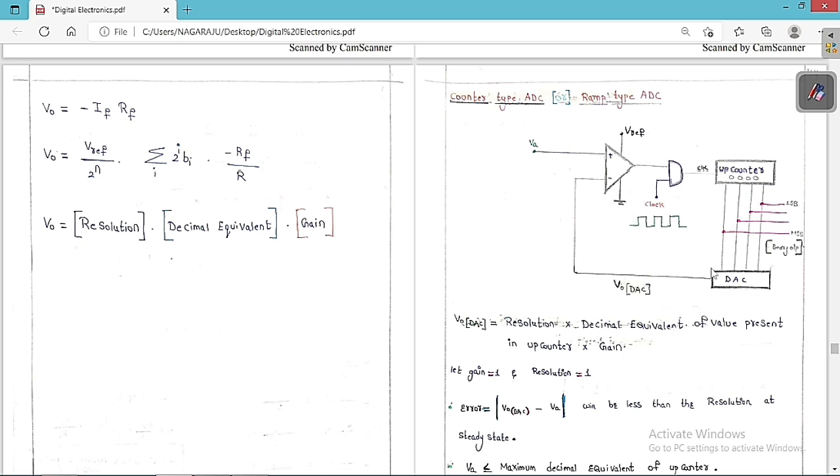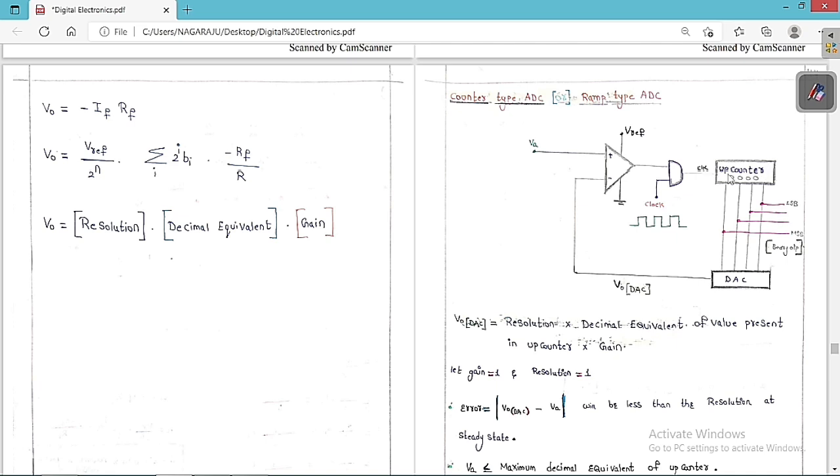You can see this is the circuit diagram of a counter type ADC or ramp type ADC. This is the op amp that we are going to consider, with positive and negative terminals. We are giving the input to the plus terminal, so it is a non-inverting op amp, and the other terminal gets 0 voltage. Here we keep an AND gate. The output of the op amp is given as one input of the AND gate, and to the other input of the AND gate we give a clock signal. The output of this AND gate we give to the up counter.